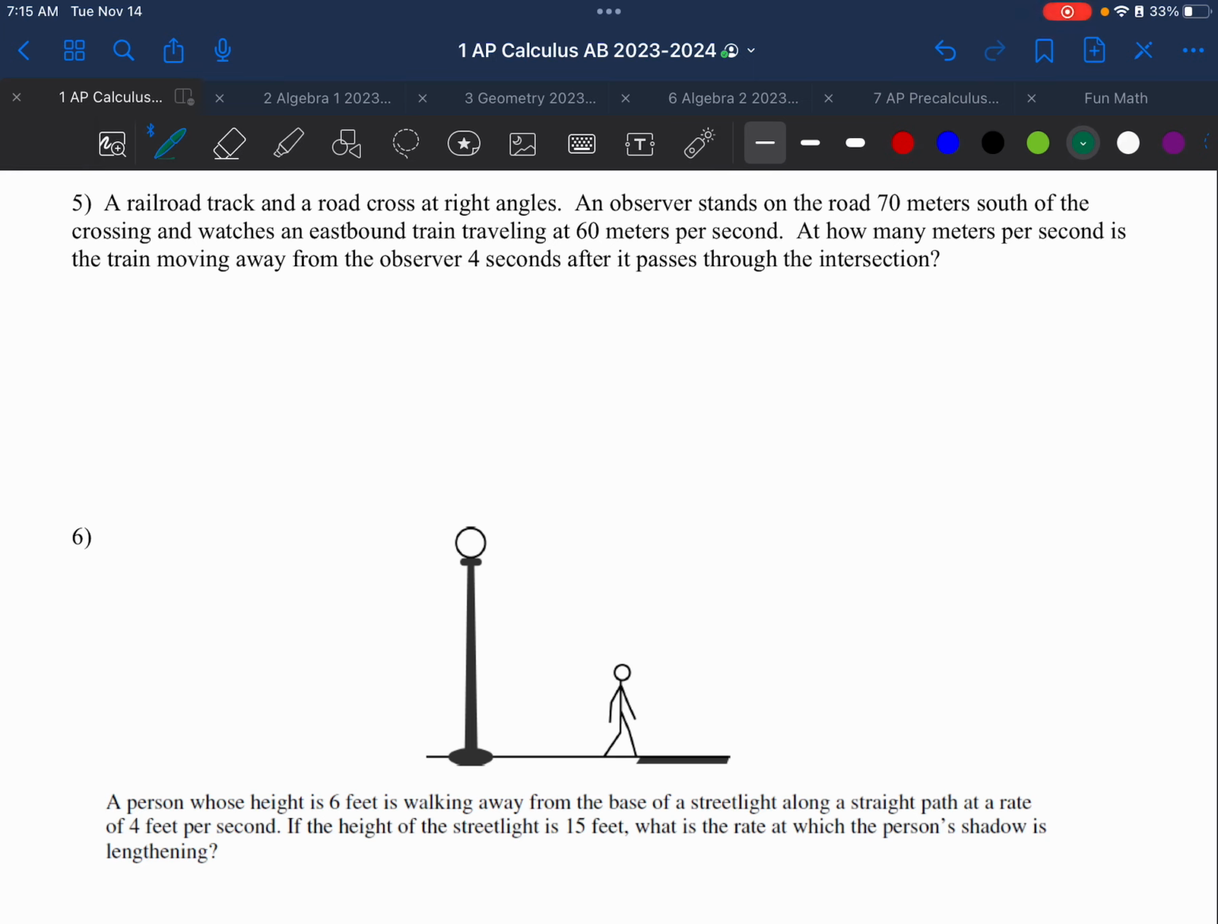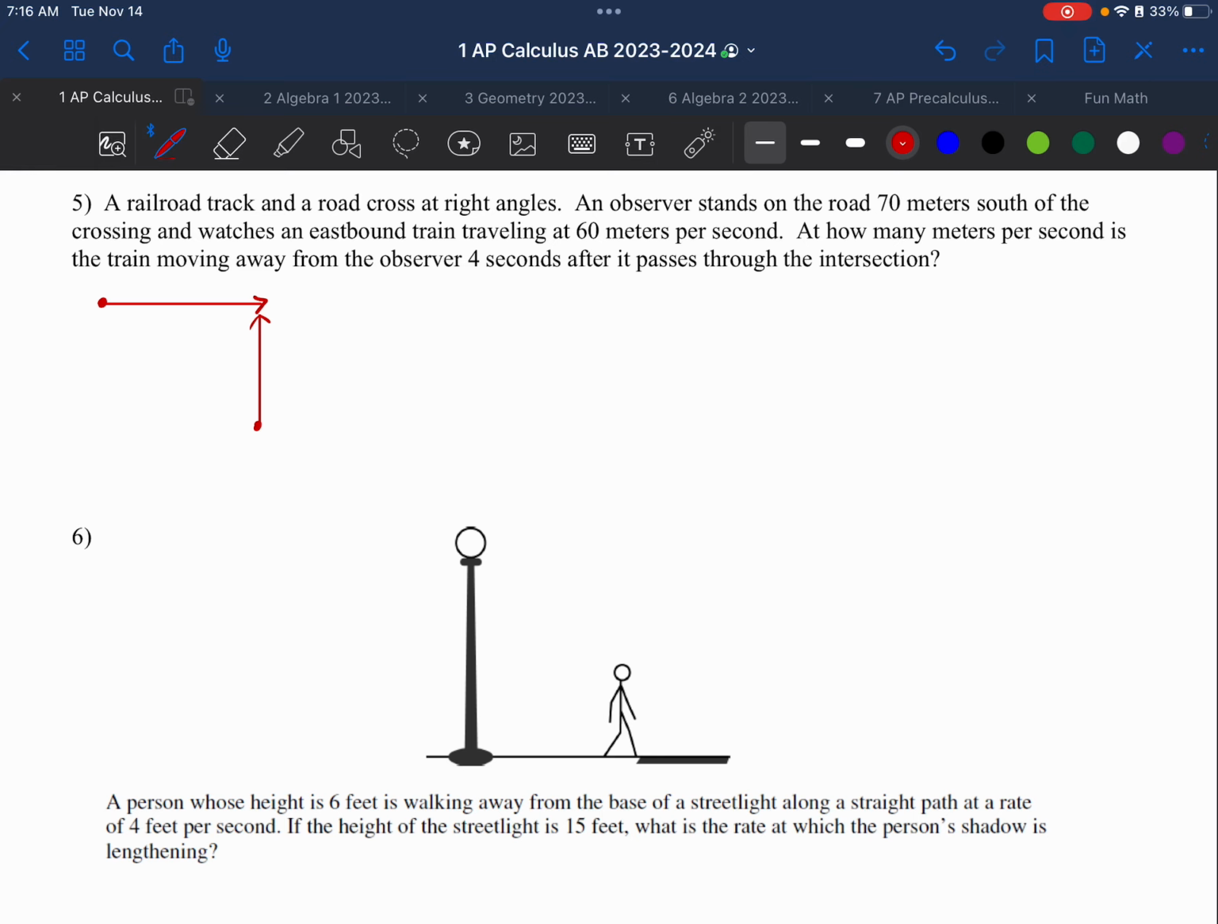We have a train that's traveling east, so that's going to look like this. So an eastbound train, it's starting here and it's traveling east, so east to me is to the right. And then the observer is standing 70 meters south of the crossing. So I think the crossing is going to happen right here. So 70 meters south of the crossing. I think the observer is like down here, and the observer is facing this direction. I think that's what's happening.